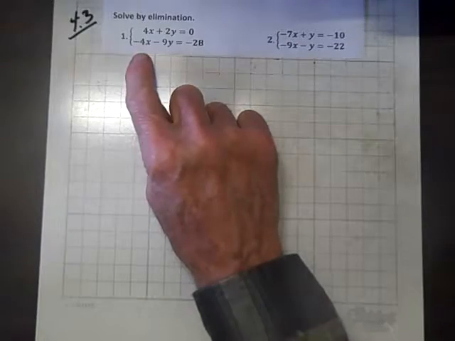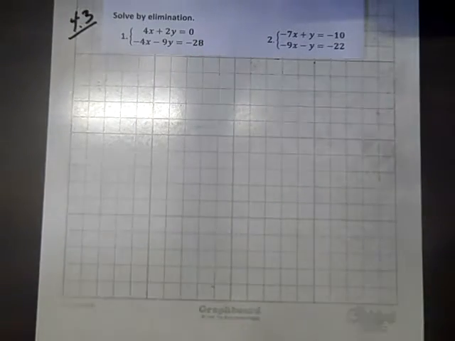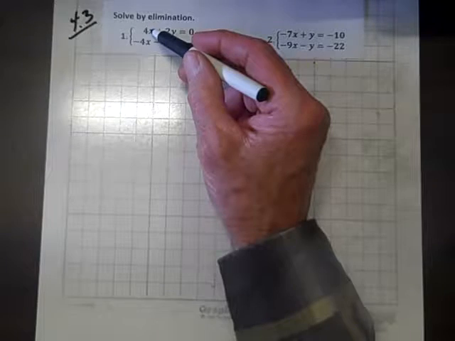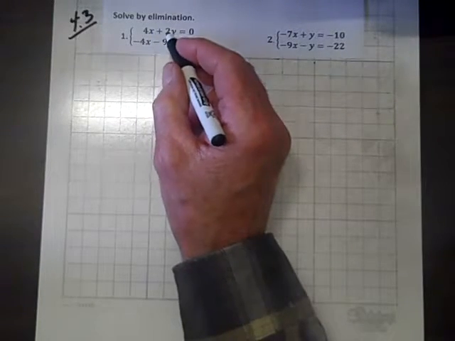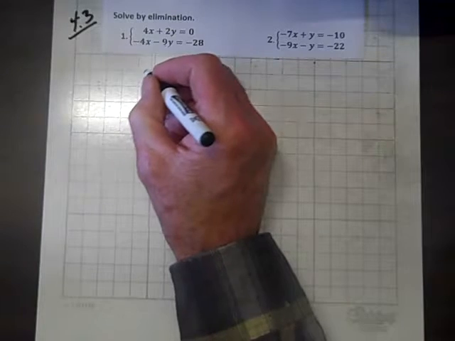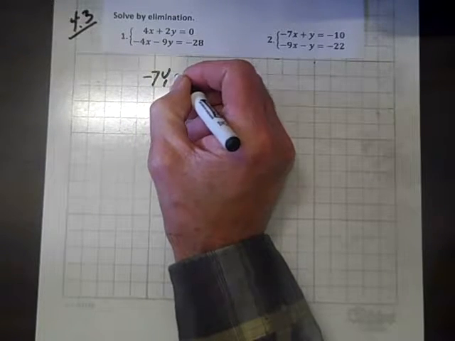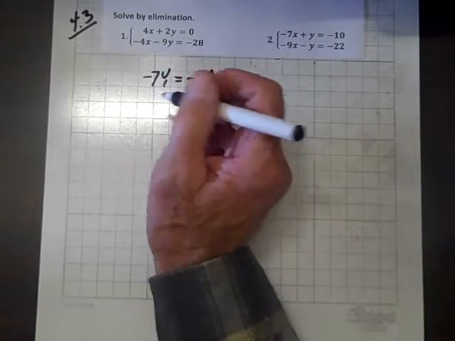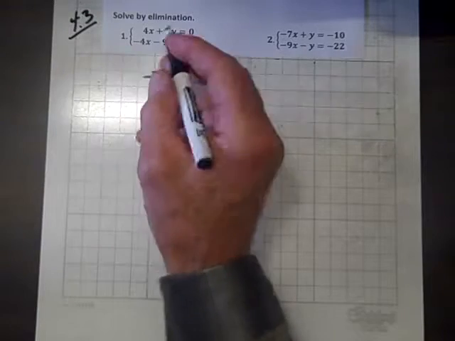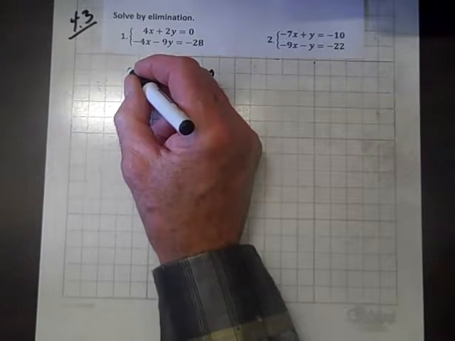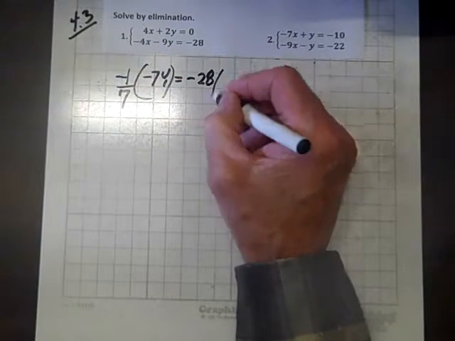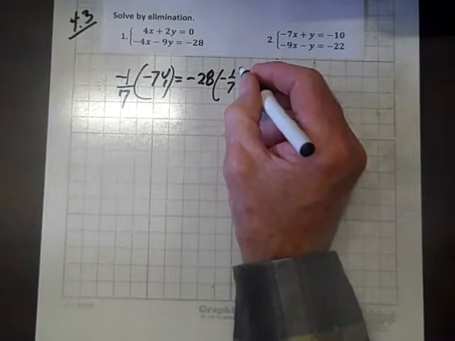4x plus 2y equals 0, and negative 4x minus 9y equals negative 28. If we just add these two equations together, we will eliminate the x's, and we'll wind up with 2y minus 9y is minus 7y, and that equals negative 28. And now we'll multiply both sides by the reciprocal of negative 7, which is negative 1 over 7, and times negative 1 over 7.